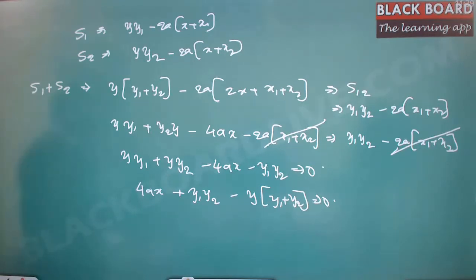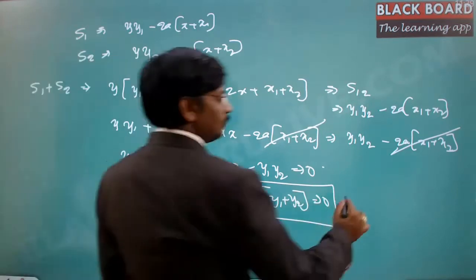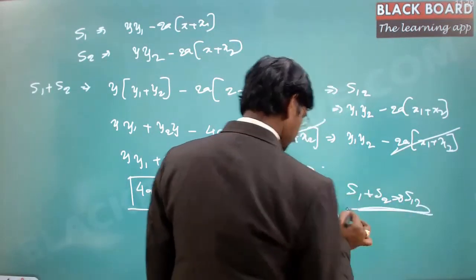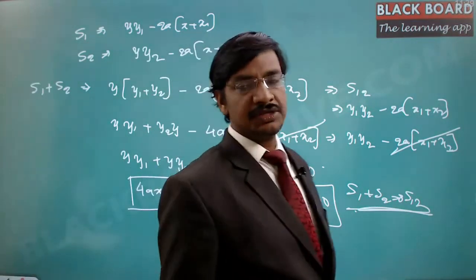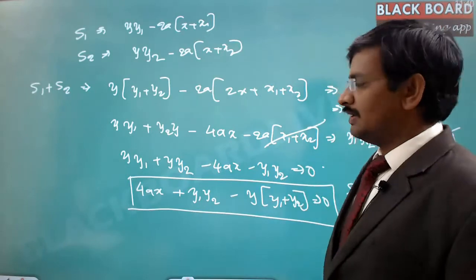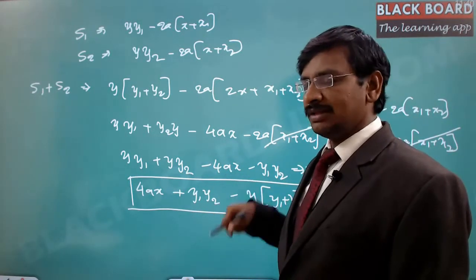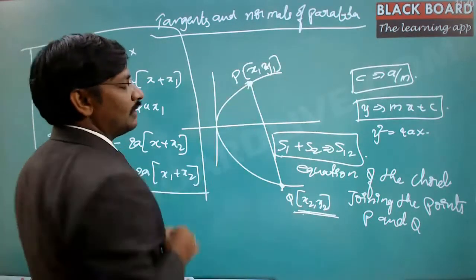Yeah, this is correct, right? So this is the equation given by S1 plus S2 is equal to S12. So this is the equation. Now, to prove whether this equation represents the chord or not, what we can do is substitute both the points which are on the chord. So this is one point, x1 y1.